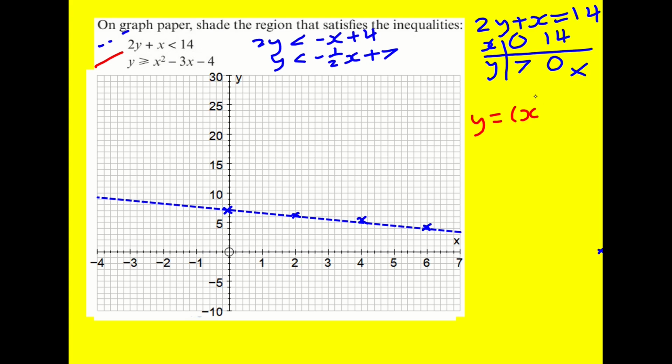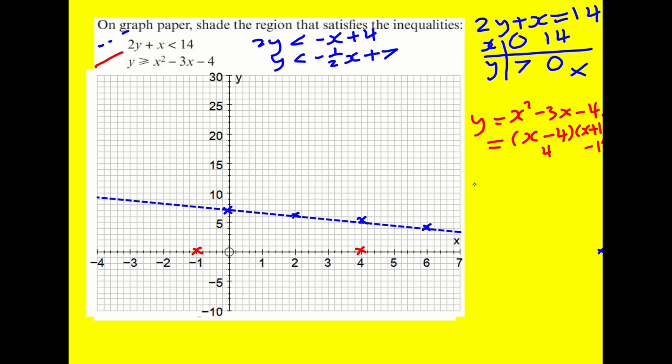Because if I have y equals x squared minus 3x minus 4, then this will factorize to x minus 4, x plus 1. So I'll get 4 as a root and minus 1 as a root, here and here. The turning point, the x coordinate, is going to be halfway between.